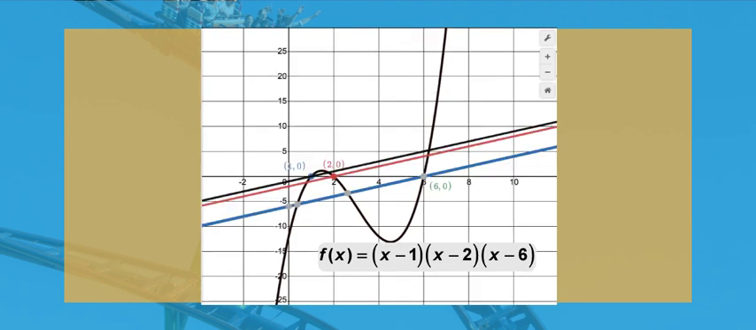Watch what happens when we graph the linear binomials overlaid on the cubic. Each linear binomial intersects and crosses the x-axis. The same thing happens with the polynomial graph.